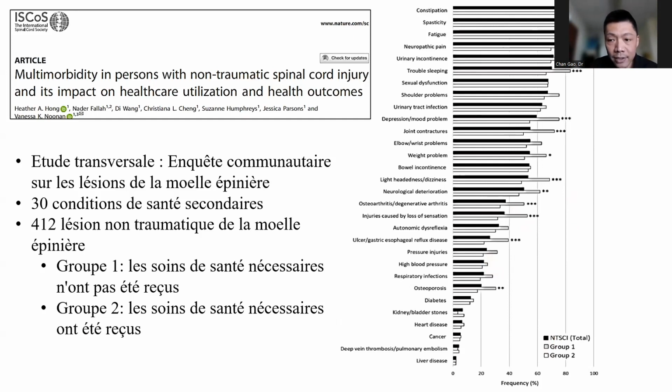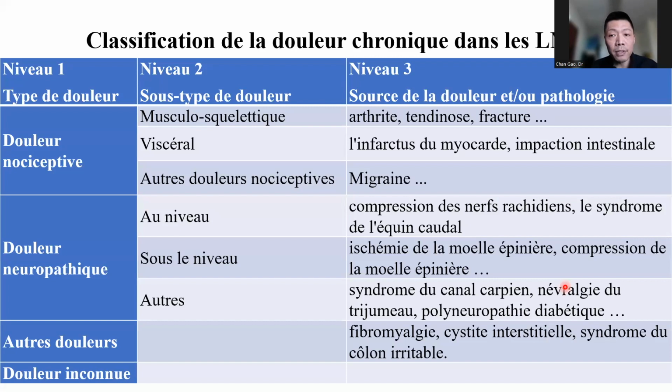As you can see, the general prevalence of neuropathic pain after spinal cord injury is over 70%. Chronic pain is not only a significant medical problem after spinal cord injury, what is more, it is a problem that has not been sufficiently managed. So post-spinal cord injury pain consists of nociceptive pain, neuropathic pain, and other pain and unknown pain.